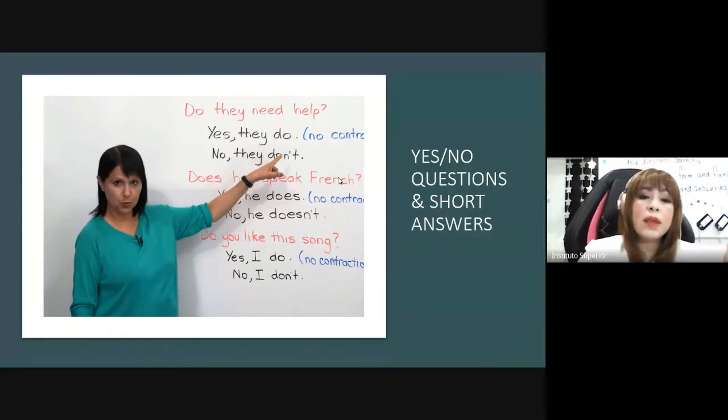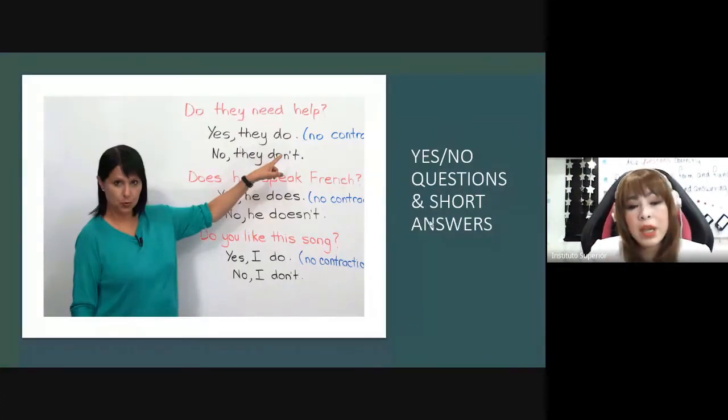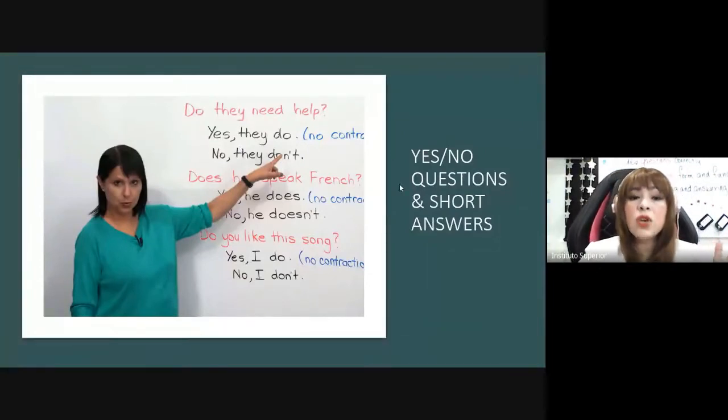So with this statement, does he speak French? Yes, he does. No, he doesn't. Okay. In here, you notice that the auxiliary does is the one that starts the question. You should use the same auxiliary does in the answer. Okay. Yes, he does. No, he doesn't. In the affirmative, we don't need to use contractions, but with the negative, we can use contractions. Doesn't.